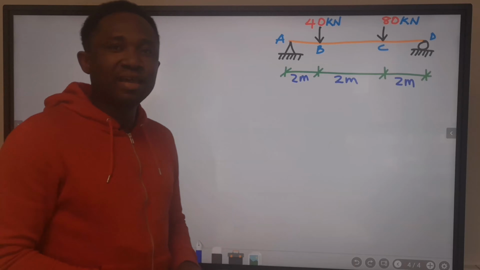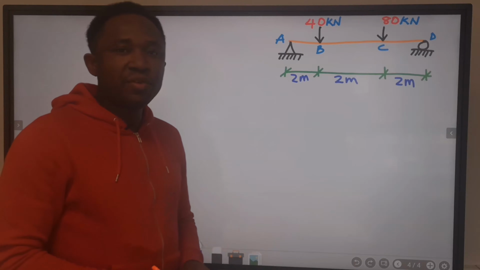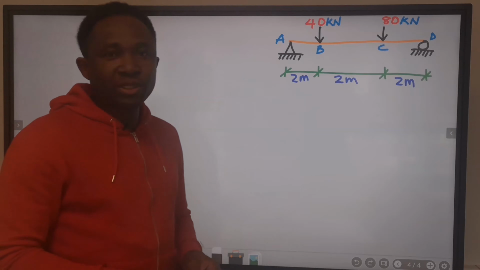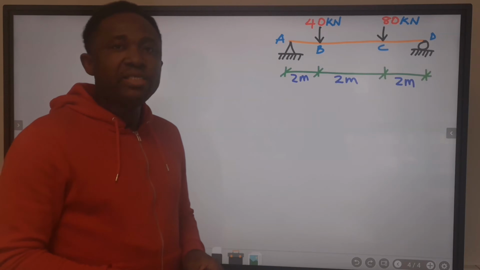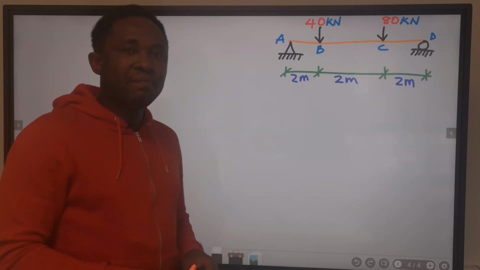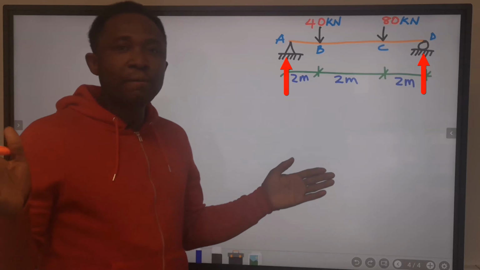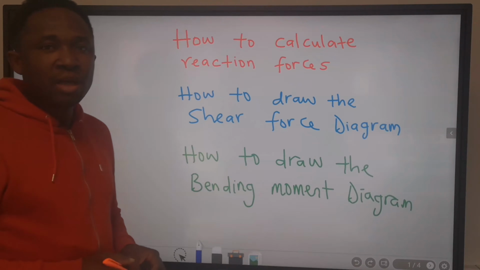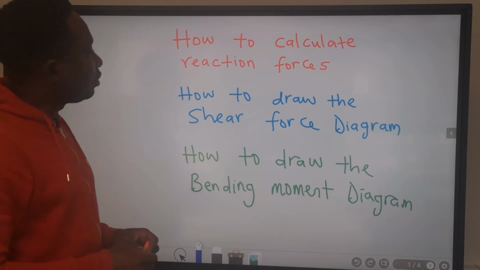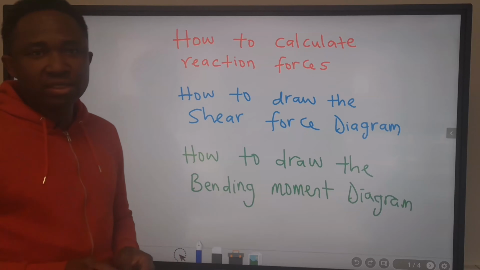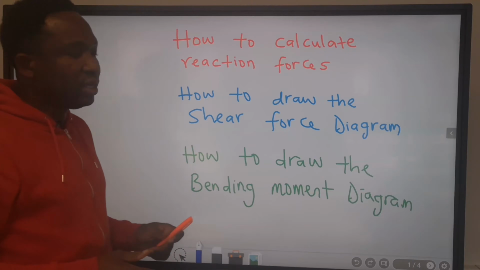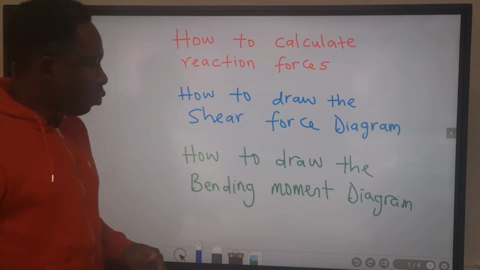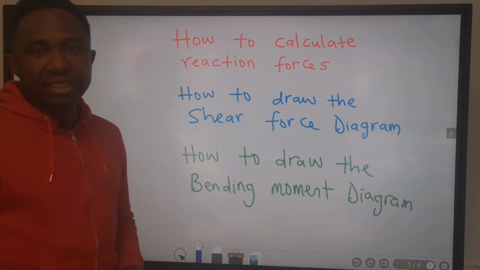Hi, Kelvin here. In this video, we are going to consider this simply supported beam. A simply supported beam is a beam supported at both ends only. And for the beam, I will show you how to calculate the reaction forces. Then we are going to draw the shear force diagram. And finally, we are going to draw the bending moment diagram.